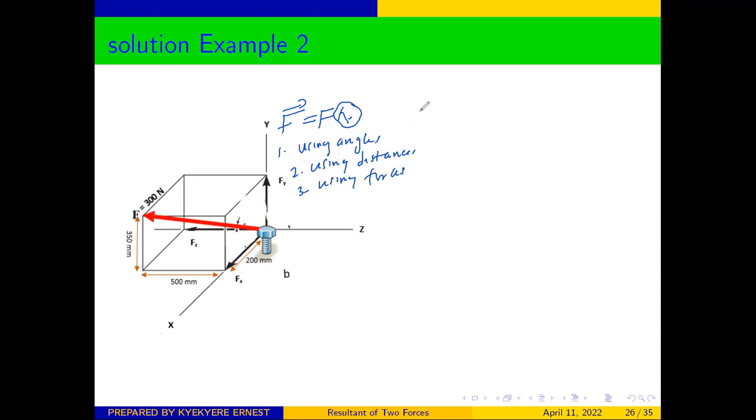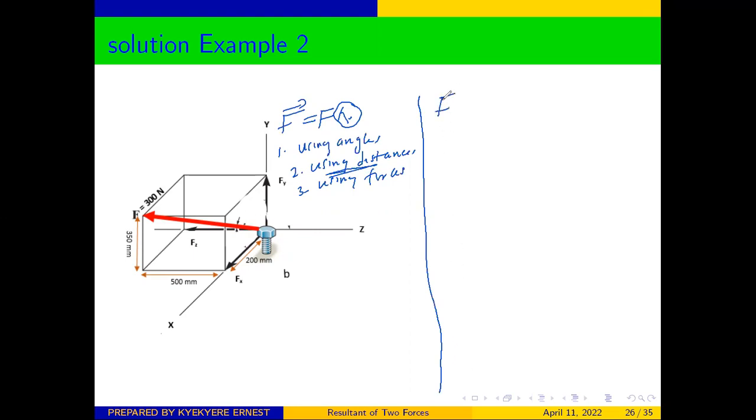Now, in this question, we are not given the angles. We don't know the angle the force makes with the x, the angle the force makes with the y, and we also don't know the angle the force makes with the z. But you have been given the distances on the 3D object. So it means that we can solve this problem using distances. So quickly, let's look at how to solve this question.